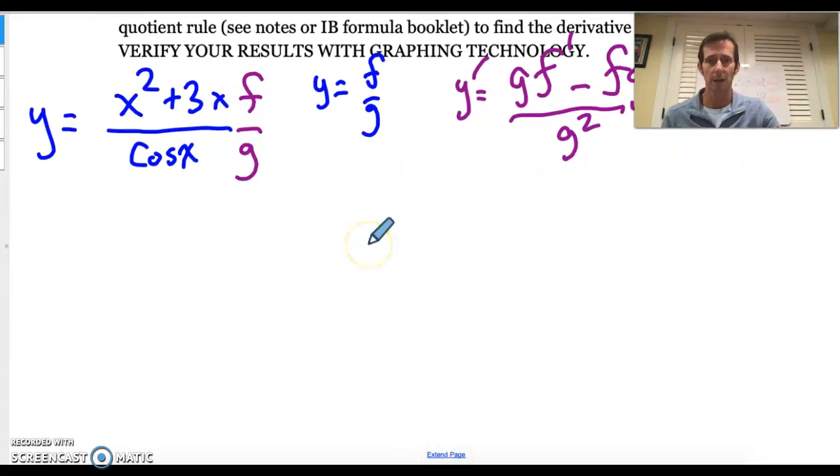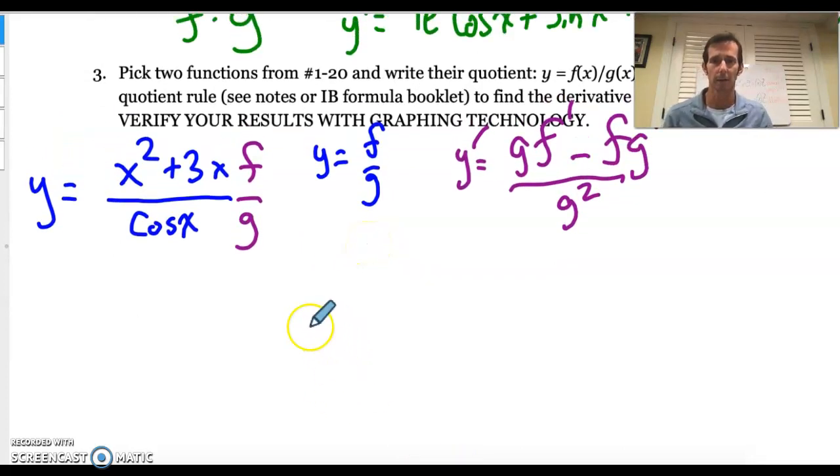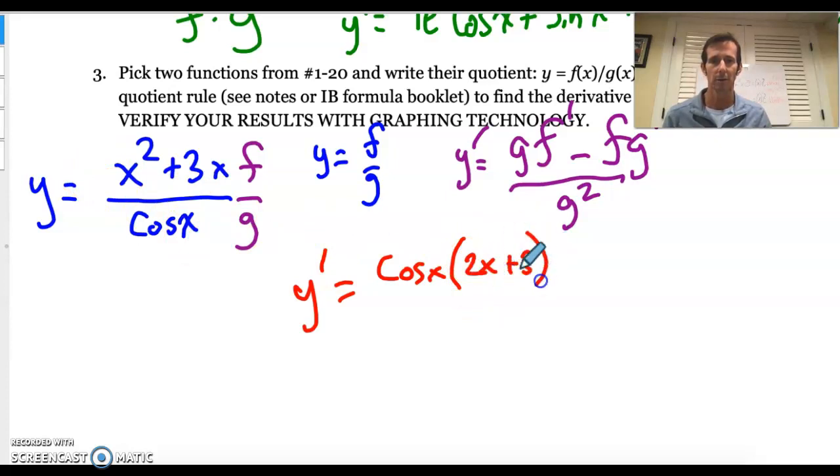So that means that I have y prime is going to equal, the bottom function is cosine x, so I just write cosine x times the derivative of the top. Well, the top is just a polynomial. So I'm going to put parentheses because the derivative of this is 2x plus 3. And I need to be aware that this cosine would be multiplied by that entire function. Minus the top function is just x squared plus 3x.